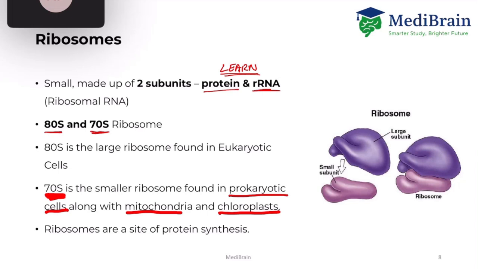Okay, so again, with ribosomes, there's not much new content. You need to learn the protein and or RNA it's made of. There are two types of ribosomes, 80S and 70S. 80S is the one which is found in eukaryotic cells, while 70S is the one which is smaller and found in prokaryotic cells because they are smaller, and in mitochondria and chloroplasts because they are organelles. And we know from GCSE that ribosomes are a site of protein synthesis.